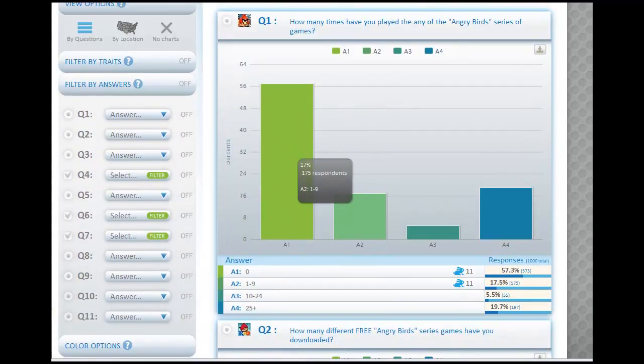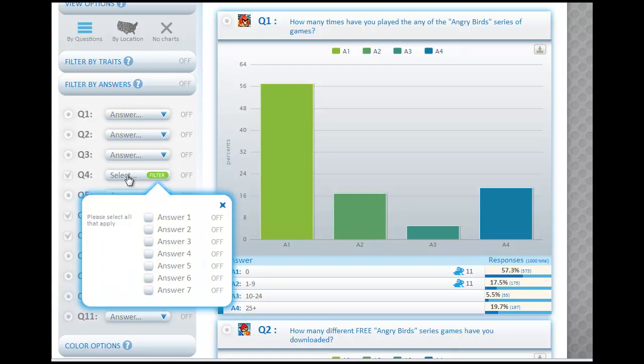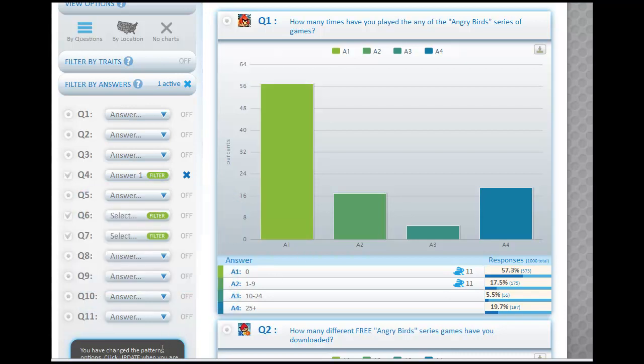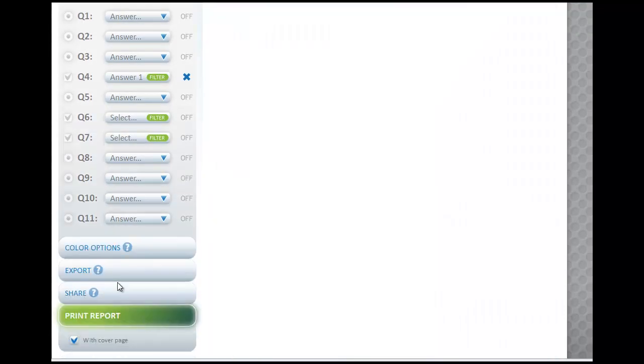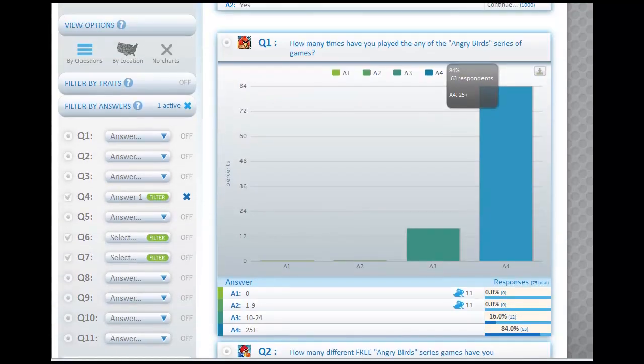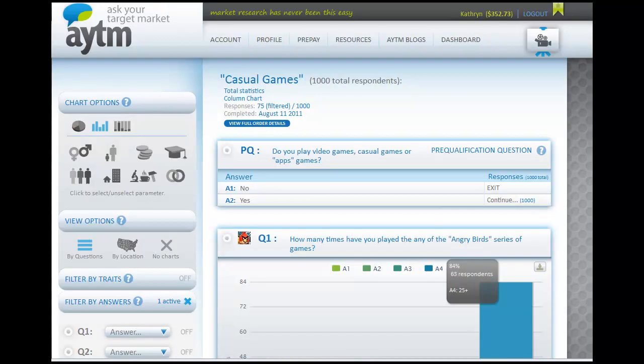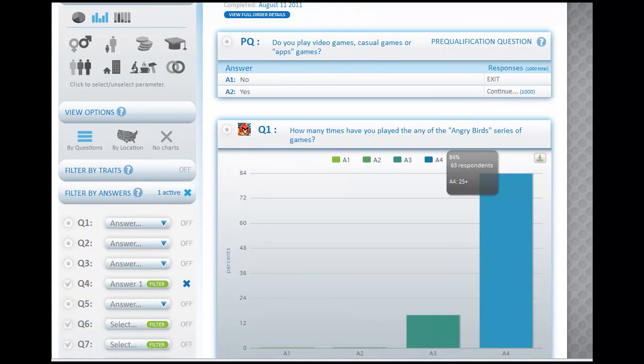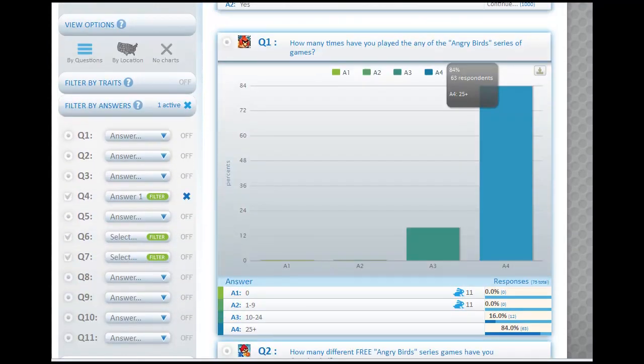So I can go back up and I can select answer 1, which I know is the iPhone answer, and now I can apply that to all of the questions in the survey and see how the iPhone users look across the entire survey results. So when I do that, now I've got, instead of it based on 1,000 people, I'm just looking at 75 filtered responses. So it's obviously a much smaller sample size, but still may be worthwhile to me based on my objectives. I'm interested in understanding how iPhone users may have some distinct behaviors here.